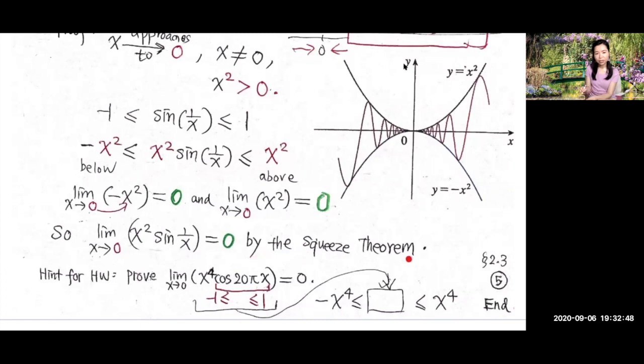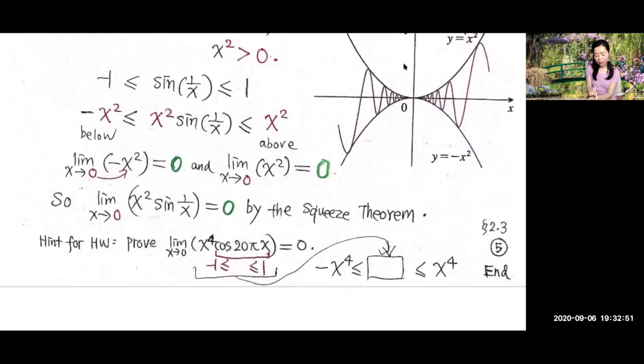Now there's a hint for homework. We're trying to prove this limit equals 0. Take a look here at the cosine of 20 pi x. Whenever you see sine and cosine, think of it as bounded above by 1 and bounded below by -1, and then multiply x to the 4th power on each side of this double inequality. So this function is bounded above by x to the 4 and bounded below by -x to the 4. Then you can go ahead and prove it. It's going to be very similar to the proof we have done here.